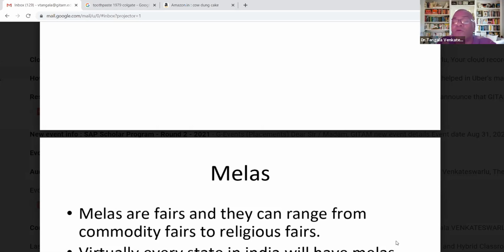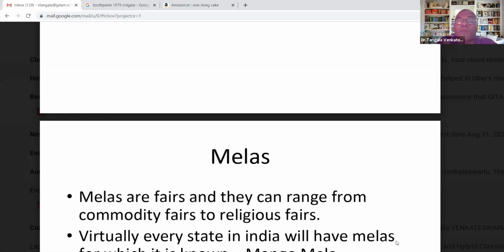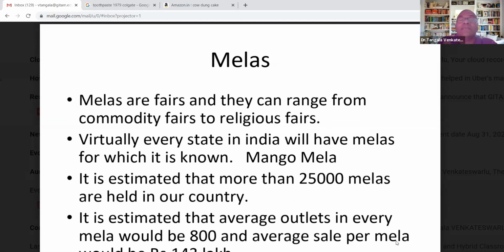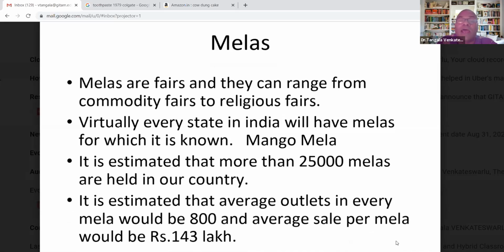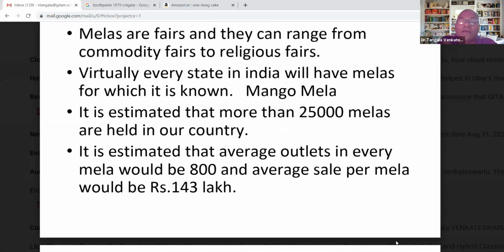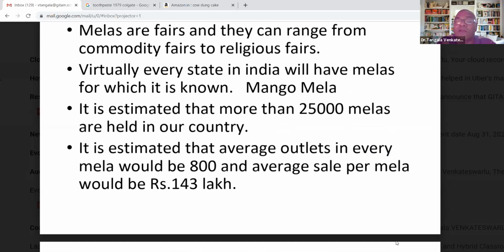All of us know only one mango variety, which is Banginpalli. So there are many varieties. They try to create this awareness among the public at large. So melas are a kind of fairs, and they range from commodity fairs to religious fairs. Every state will have these melas happening. It is estimated that more than 25,000 melas are held in the country, and the average outlet in every mela is around 800. Sale per mela is 143 lakh.